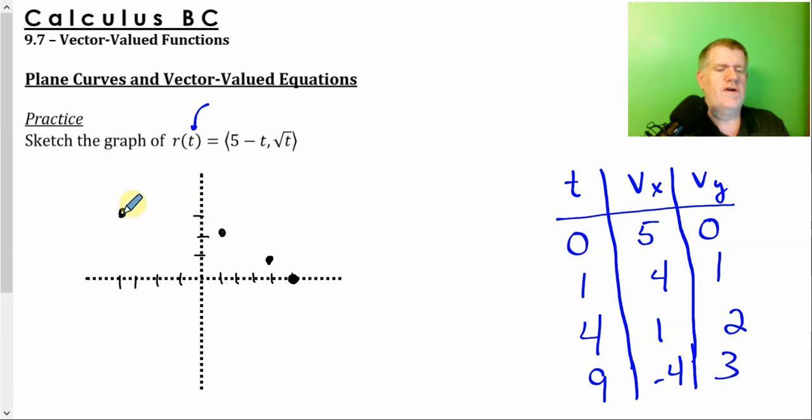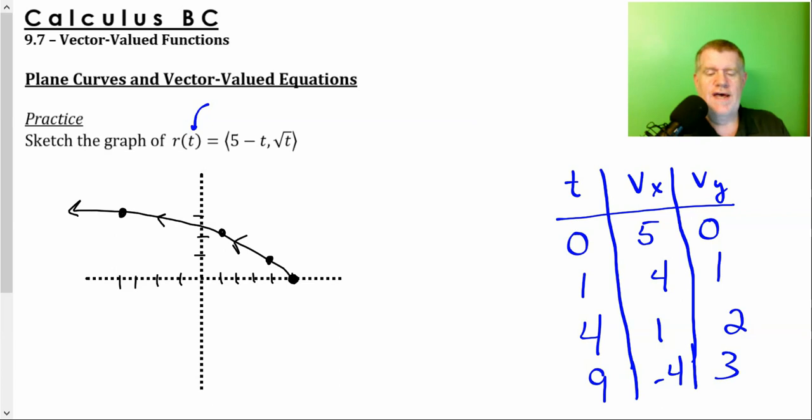All right, so we've got a graph that's going like this. Now I put an arrow there, but I have to be careful because we have to talk about direction. Now the direction is easy to see. We have t equals 0, 1, 4, 9. We know it's traveling this direction. So that's important for a vector-valued function. We're tracing the path the vectors are taking.